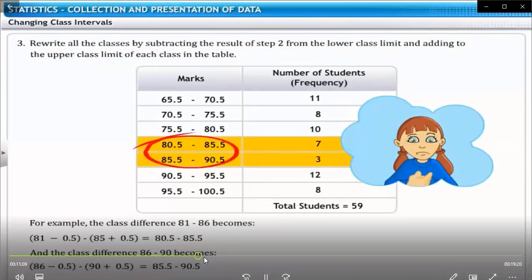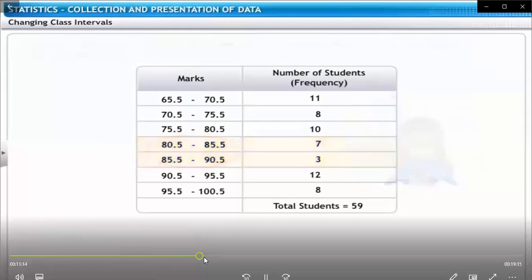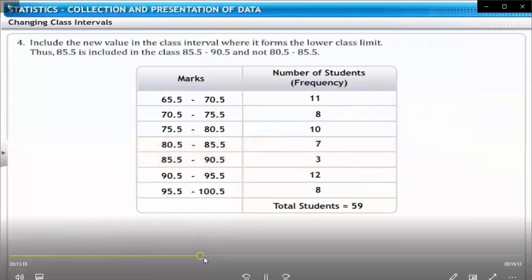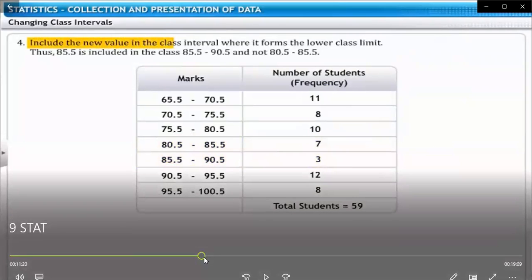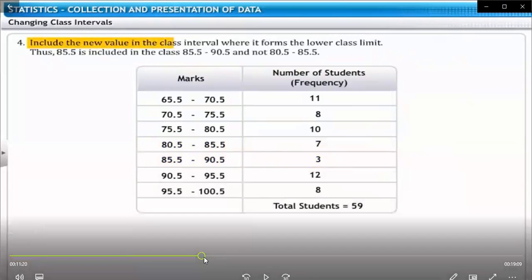Now 85.5 appears in two classes. So where will the marks of the student who got 85.5 be fitted? In such cases, what to do? By convention, we include the new value in the class interval where it forms the lower class limit. Thus 85.5 is included in the class 85.5 to 90.5 and not in the class 80.5 to 85.5.